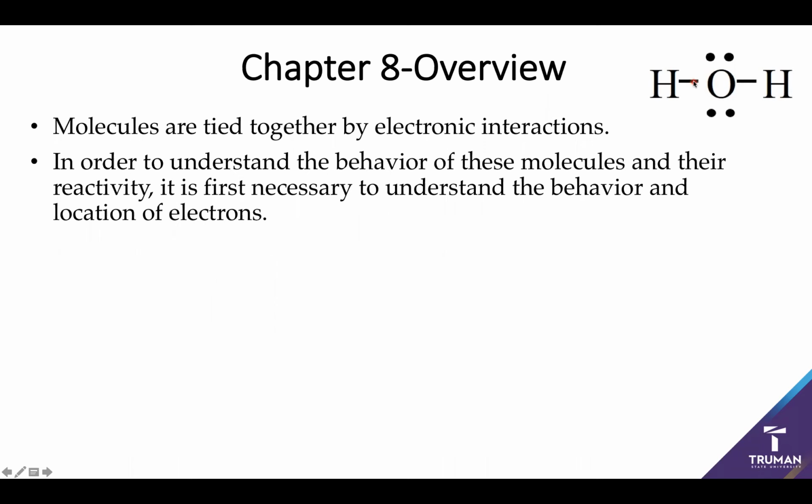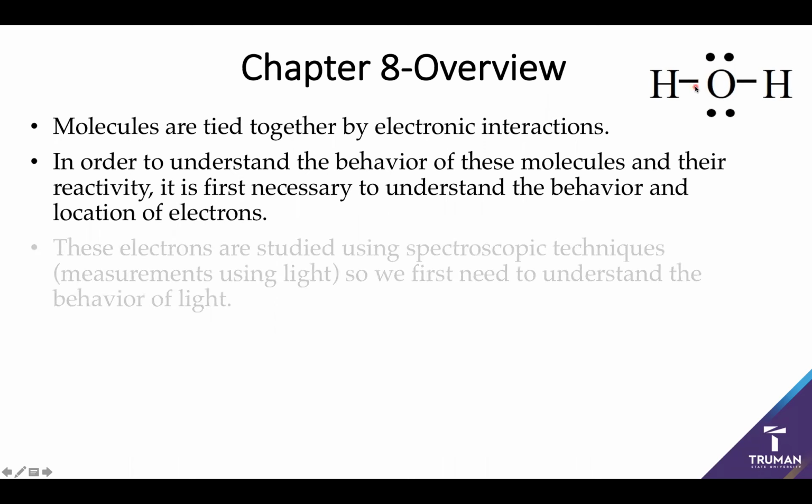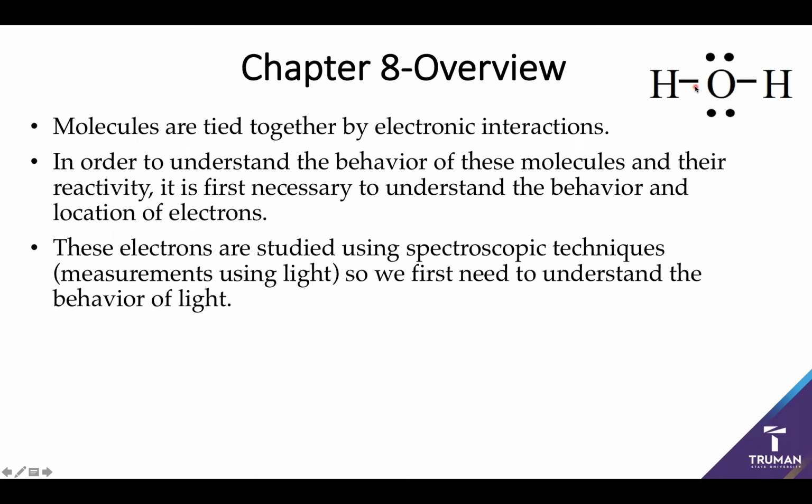However, electrons are a little tricky to see, and our go-to method of trying to figure out where electrons are is using what are called spectroscopic techniques, which you can break up into two words: spectra, which is light, and scopic, which is measurement. So it's more or less a measurement of things using light.